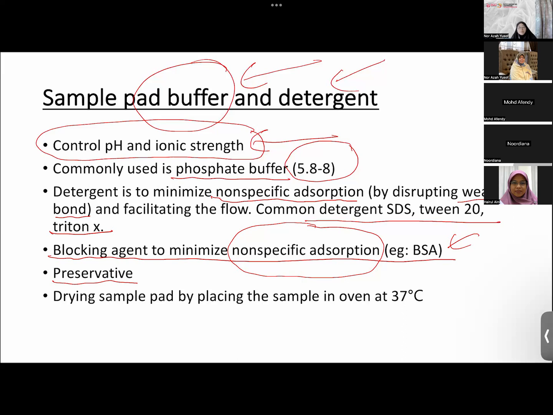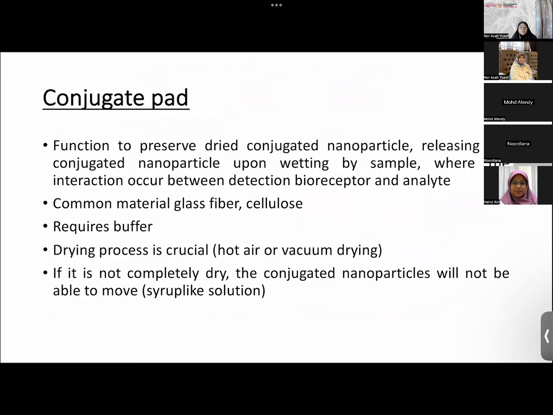Preservative, I don't know whether it is a must or not, but it is suggested to have preservative in the sample pad buffer if you are working with sensitive samples. The process after the sample pad buffer preparation is drying, and very important, do not dry it half way or skip the process, because drying for lateral flow is very crucial. Okay, right. Next one, conjugate pad.